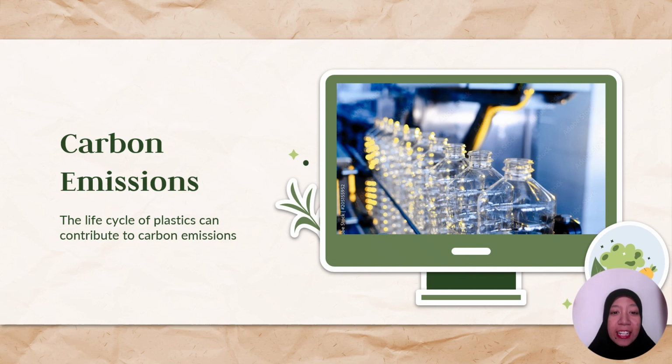Carbon emission. The life cycle of plastics, including their production, use, and disposal, can contribute to carbon emissions. The production of plastic materials such as polyethylene and polypropylene typically involves the extraction and refinement of fossil fuels. These processes emit greenhouse gases, including carbon dioxide, methane, and nitrous oxide.